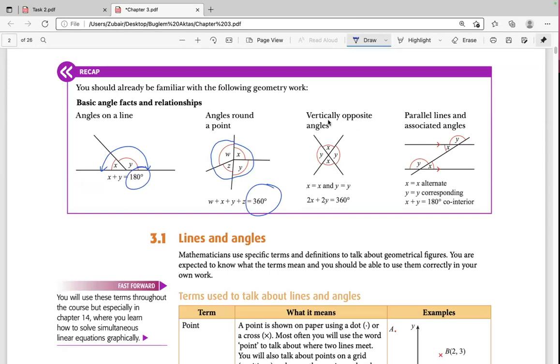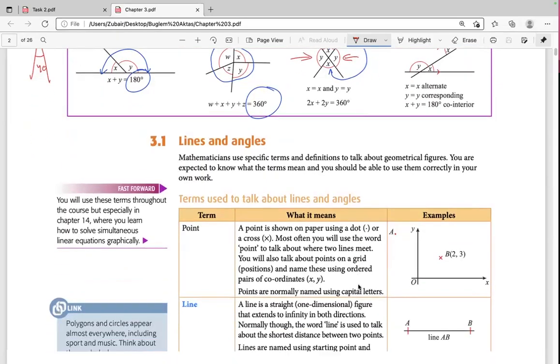On the other side, vertically opposite angles. These two, x and x, are vertically opposite, and the other two, y and y, are also vertically opposite angles. And what is the property? Vertically opposite angles are equal. For example, if I just draw these two straight lines, mark one of the angles x, mark the other angle 40, and ask you to find x. 40. So that's 40. These are vertically opposite angles.